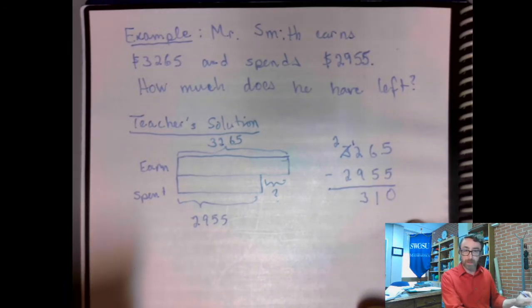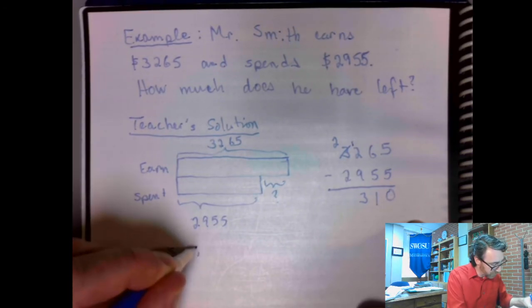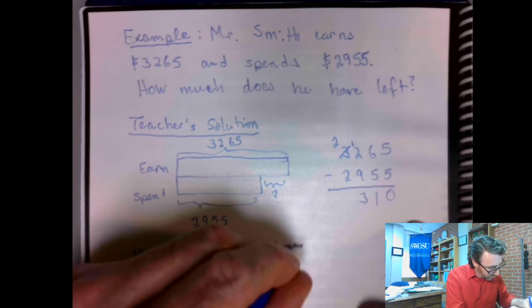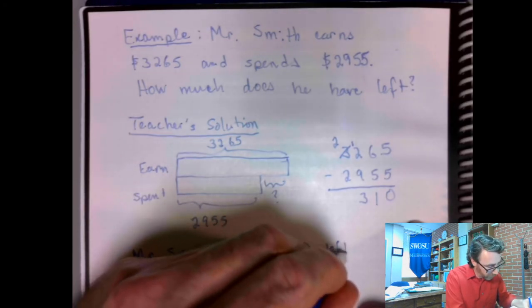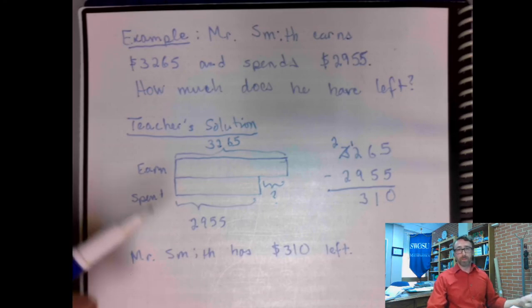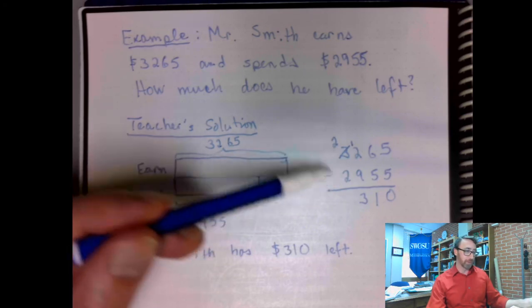Now remember, in a teacher's solution, we're expecting a sentence. So we'll say Mr. Smith has $310 left. Okay. So using the algorithm to help us solve a word problem right there. That is not something we would do mentally. We'll write it out.